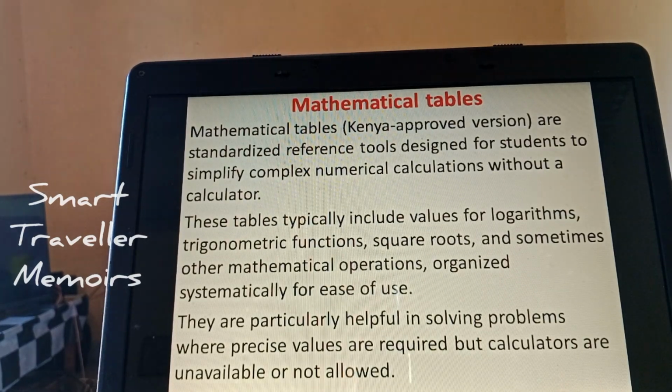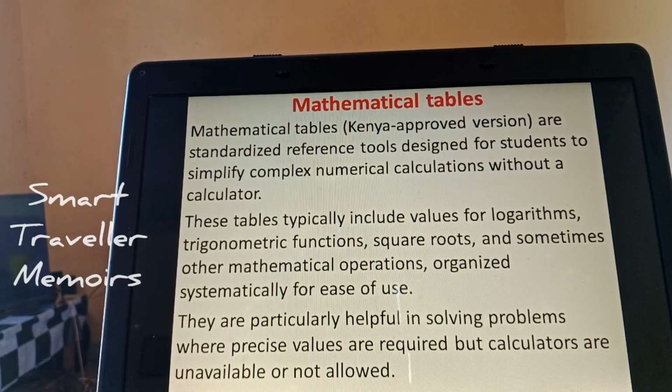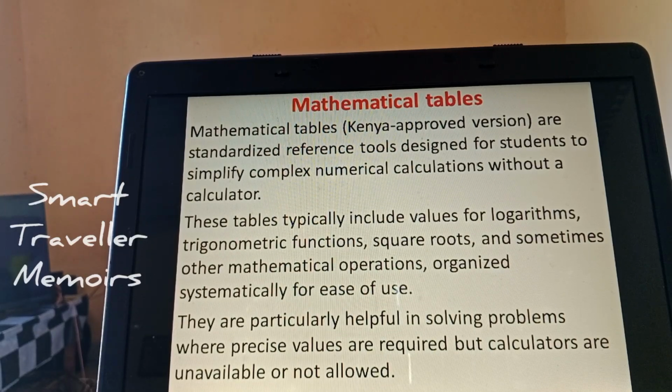So, mathematical tables. Mathematical tables, Kenya approved version, are standardized reference tools designed for students to simplify complex numerical calculations without a calculator. These tables typically include values for logarithms, trigonometric functions, squares, roots, and sometimes other mathematical operations organized systematically for ease of use. They are particularly helpful in solving problems where precise values are required but calculators are unavailable or not allowed.